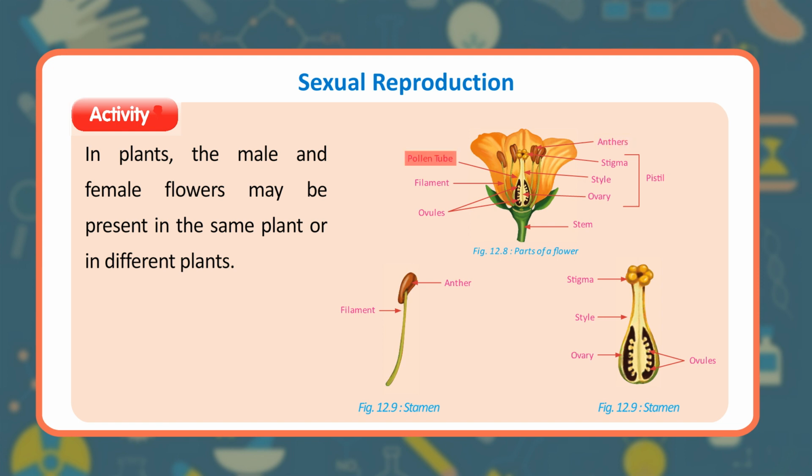Anthers, pollen tube, stigma, style, ovules, ovary, stem, pistil, anther, filament, stigma, style, ovary, ovules.